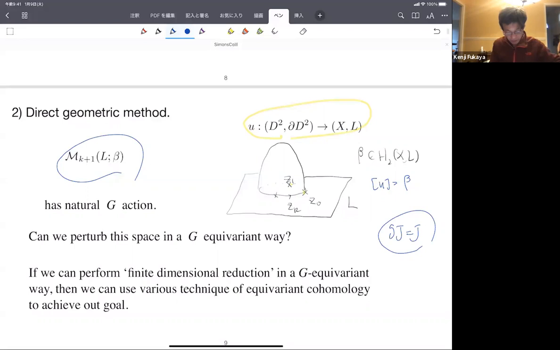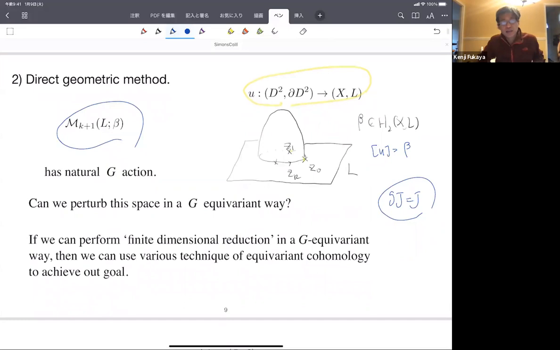But something I can say is that this moduli space usually locally has a finite dimensional reduction. This means something called a Kuranishi chart, a Kuranishi model. And if you can perform this finite dimensional reduction process in a G-equivariant way, then we can use the various techniques developed to study equivariant cohomology. There are several different methods. One can use the so-called Borel construction, and one can use something like equivariant de Rham theory. So there are several different ways, but I think all work. And the hardest part is to do the finite dimensional reduction in a G-equivariant way.